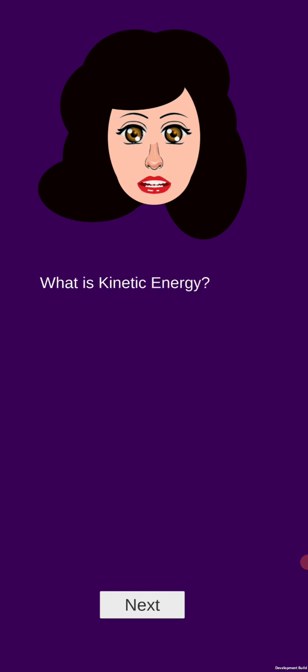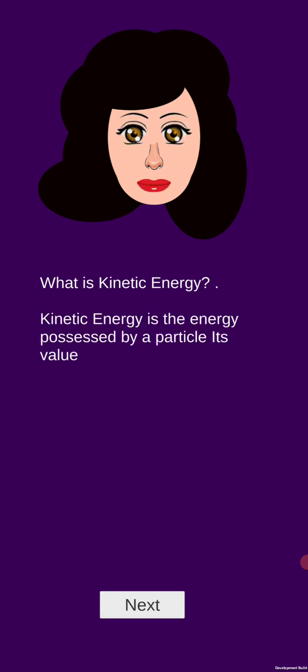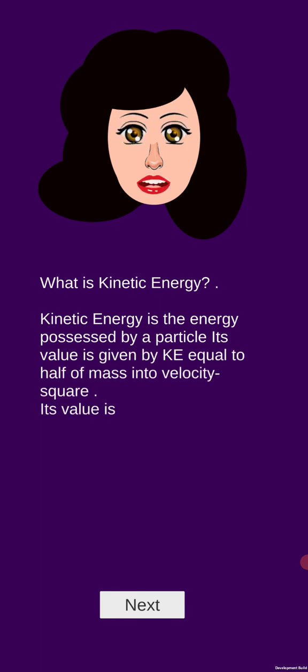What is kinetic energy? Kinetic energy is the energy possessed by a particle. Its value is given by K equal to half of mass into velocity square.